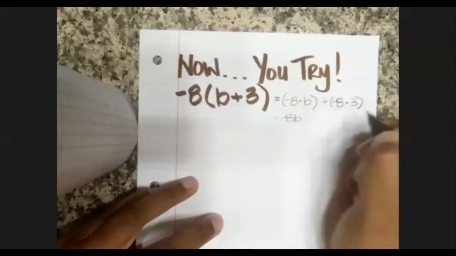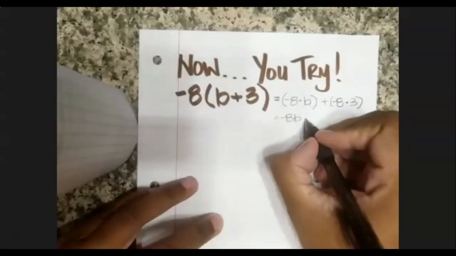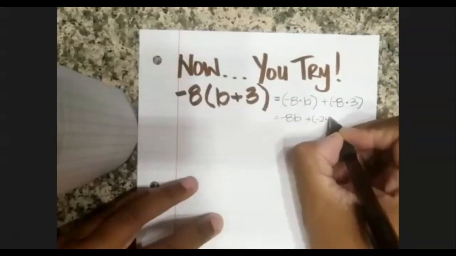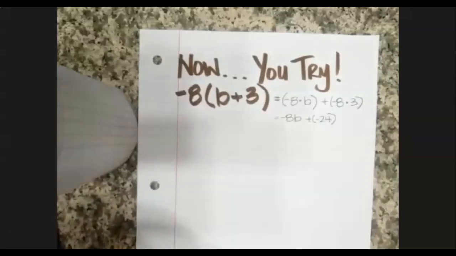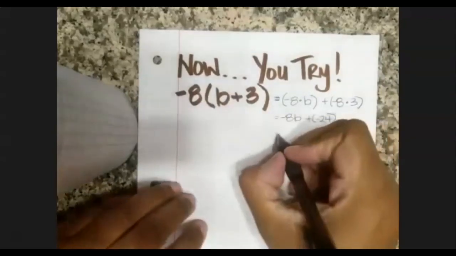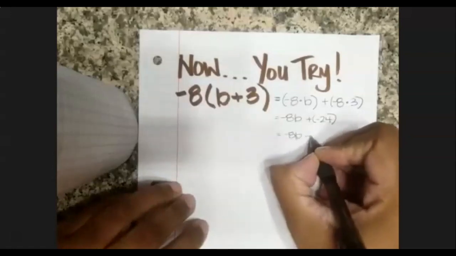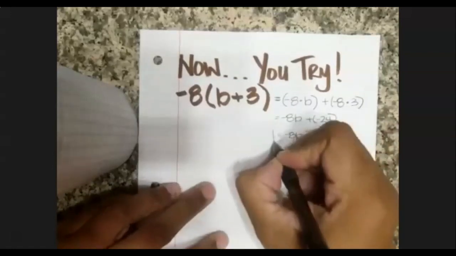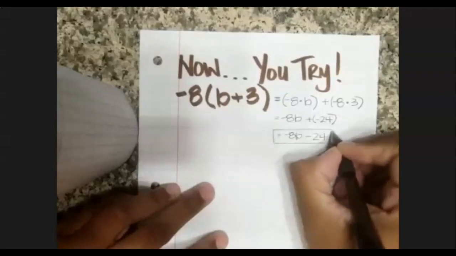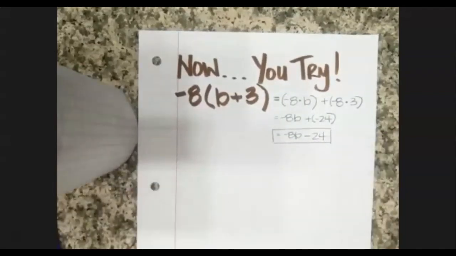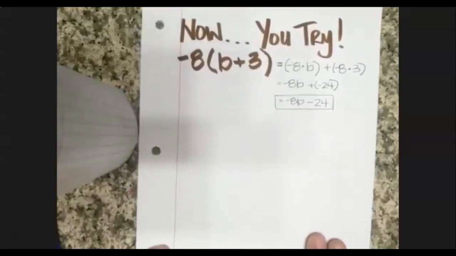But I have -8 times b plus, because that's my operation inside my parentheses, -8 times 3. And then I simplify that. -8 times b is just -8b plus -8 times 3, which is -24. And then I want to rewrite that as -24 because we know positive times a negative is a negative. And my final answer is -8b minus 24.